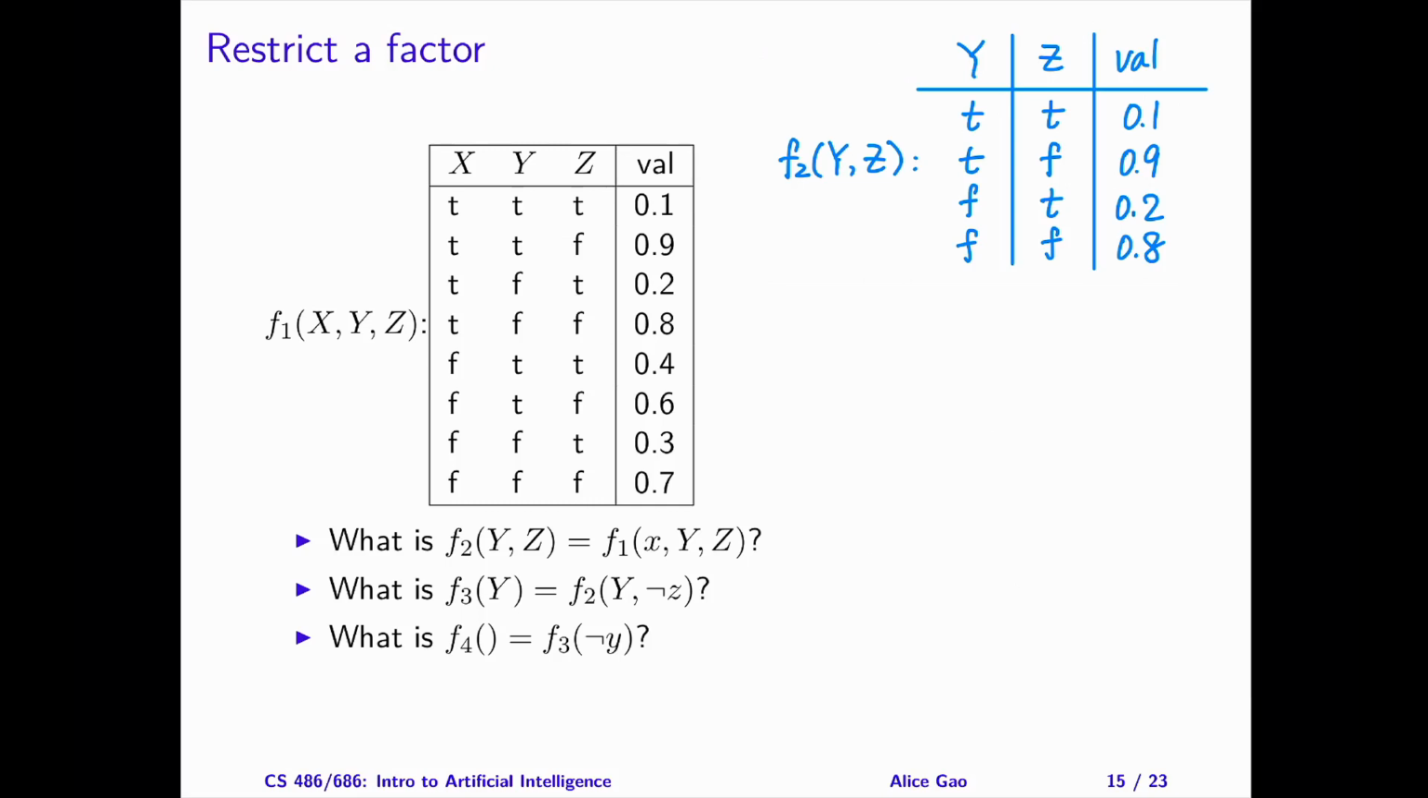I have 2 practice questions for you. Restrict f2 to produce f3 by setting z to be false. Next, restrict f3 to produce f4 by setting y to be false. Pause the video and do this yourself. Then keep watching.